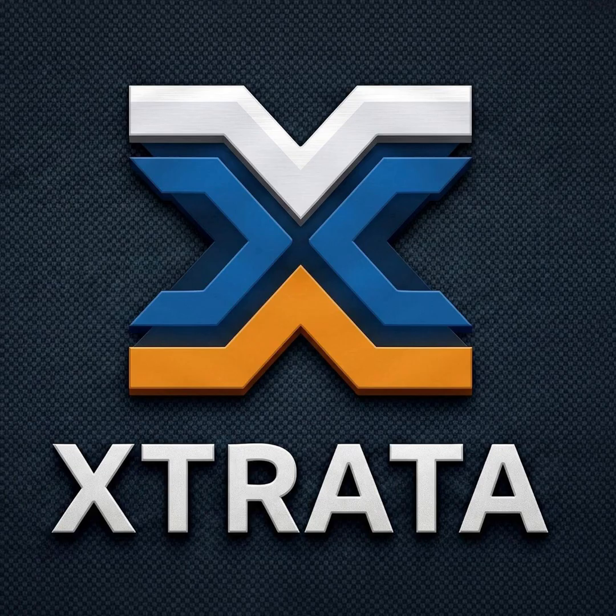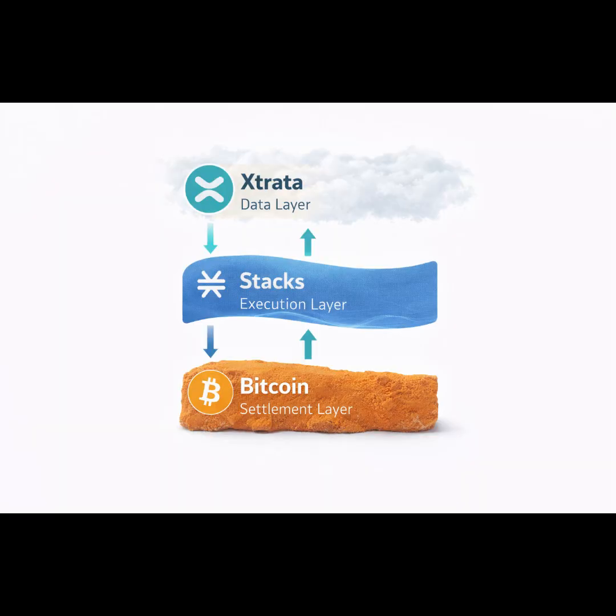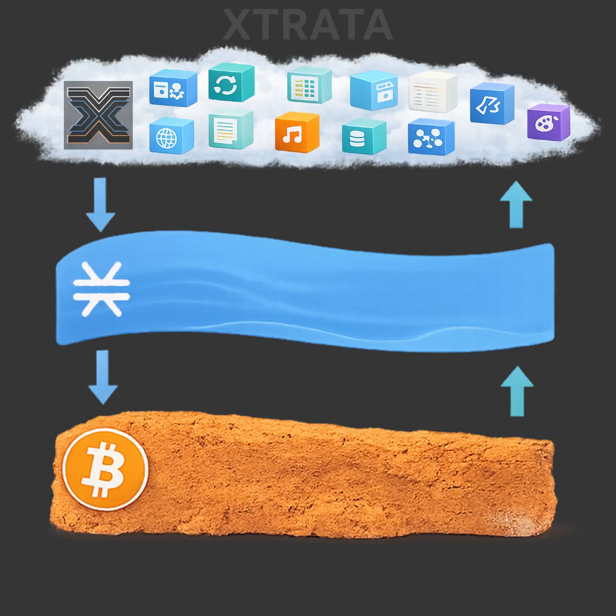Xtrata is a contract-native inscription protocol on Stacks that allows developers to store rich media, application data, and digital artifacts fully on-chain. You can think of it as bringing the Ordinals model to Stacks, but inside a programmable, smart contract environment. If Bitcoin is the settlement layer and Stacks is the execution layer, Xtrata is the data layer that makes rich applications possible.